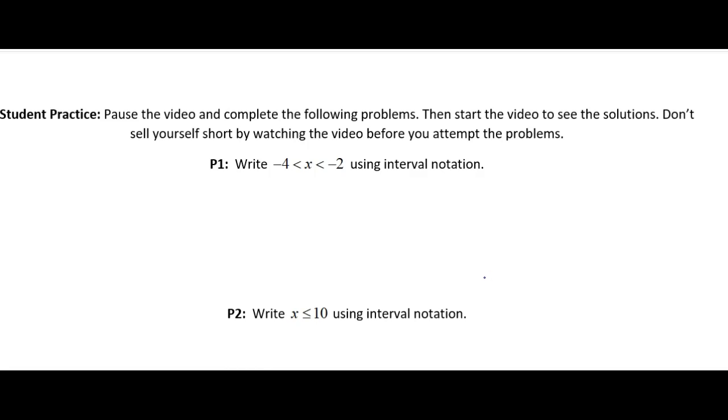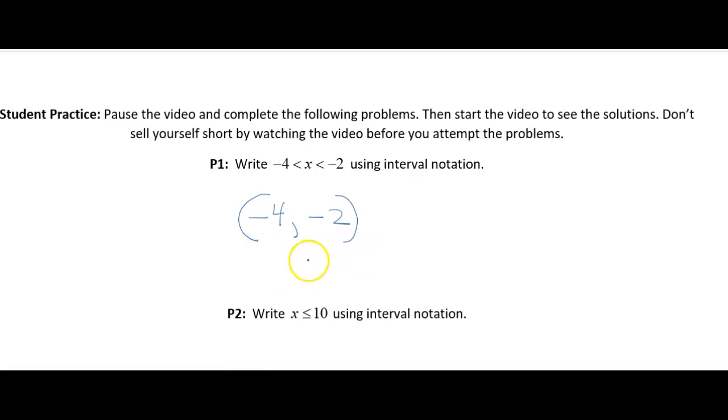All right, you're back. Let's go through these. So this one is -4 less than x less than -2. So I see right away there's going to be no square brackets because there's no equal signs. And on the number line, -4 would be on the left. So I write that first. -2 would be to the right of that. It might be helpful to draw the number line if you didn't see that. And they both have round parentheses.